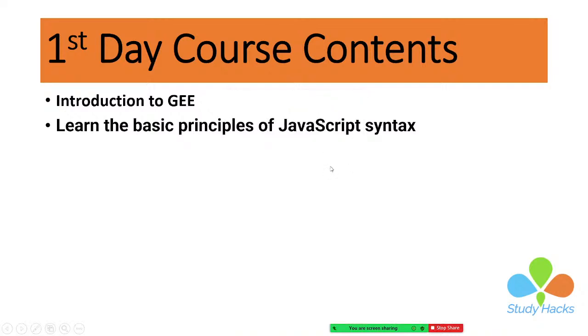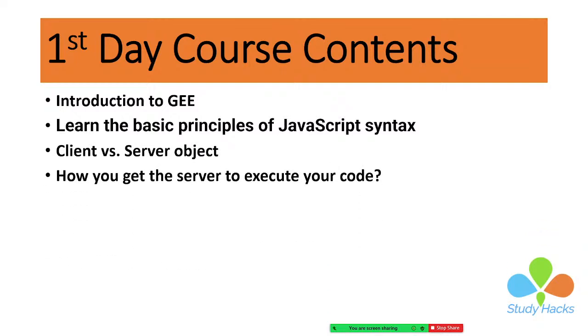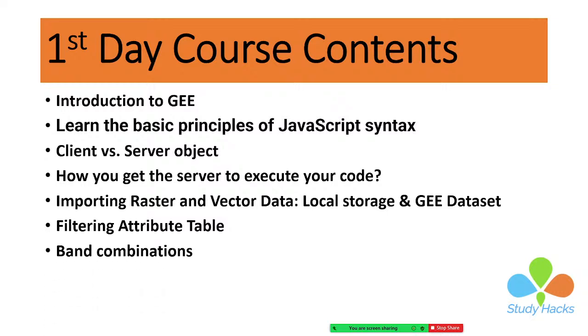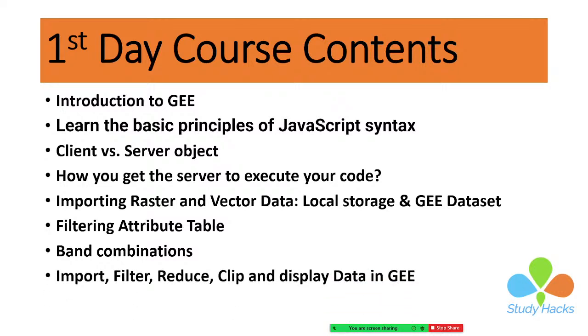And then we also talk about client and server objects, then how to get the server to execute your code, then how you can easily import raster and vector data from your local storage as well as Google Earth Engine datasets, then how to filter your attribute table, then different types of band combination, then how you can easily import, filter, reduce, clip and display data in the Google Earth Engine platform. So this is our first day course content and we will complete today's step by step.